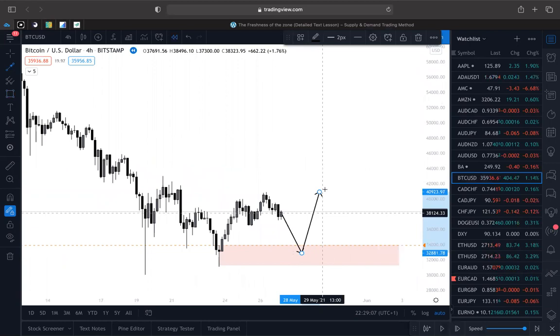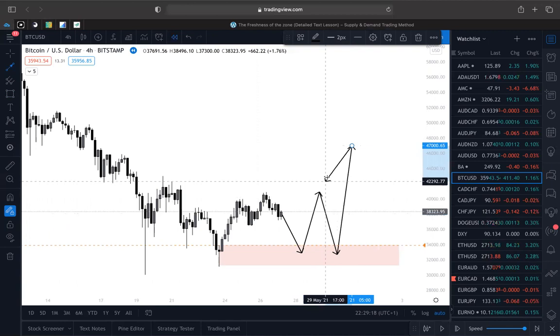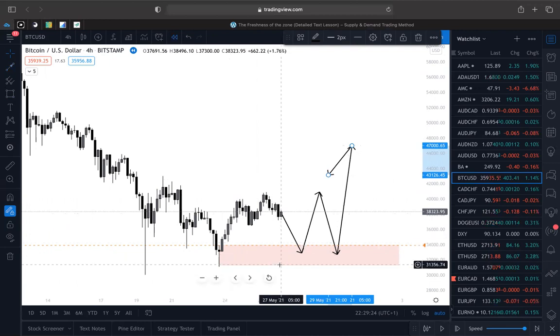Once price visits this zone, then this zone is not fresh. So if price should come back into this zone, we can actually have price breaking, or we can have price going back up, right? But always fresh zone first, right? If the zone is fresh, you pick the zone. If the zone is not fresh, you don't pick the zone.